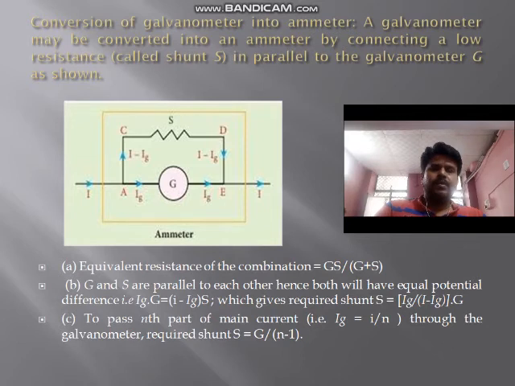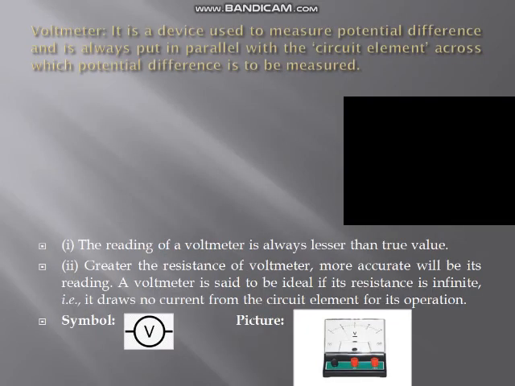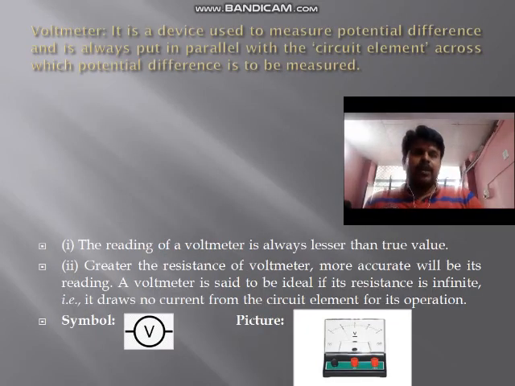Now, our next topic is voltmeter. It is a device used to measure the potential difference across the various elements involved in the circuit. It is connected in parallel across the element across which we have to measure the potential difference. The reading of the voltmeter is always lesser than the true value.